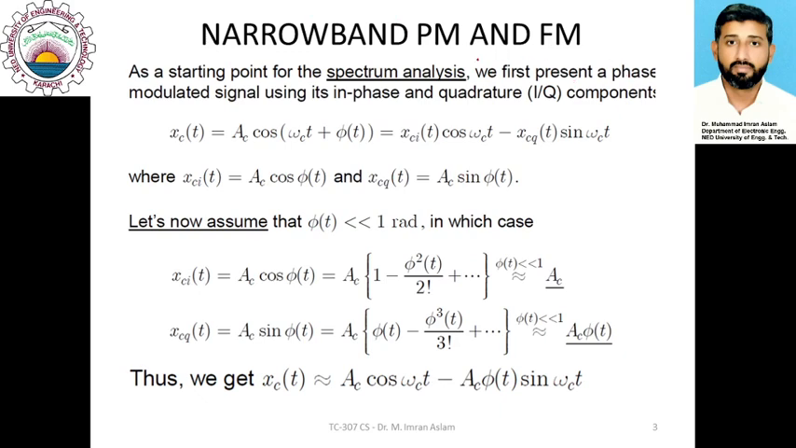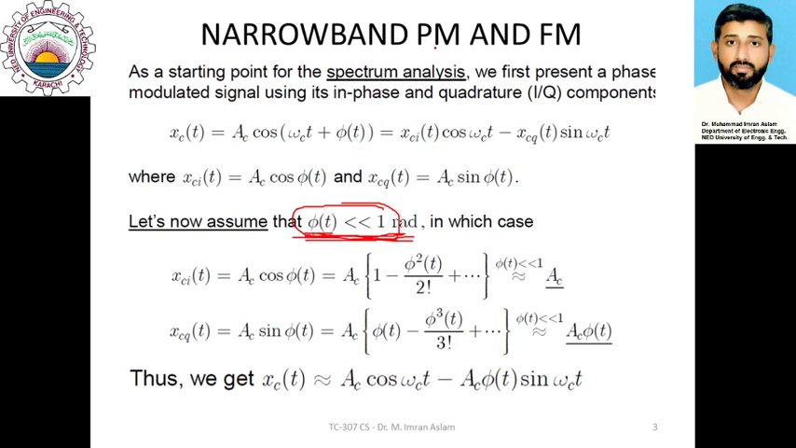Narrowband FM and PM signal means the phase deviation is small. So φ(t), the changes in the phase, are considerably small. So we take it as φ(t) is much smaller than 1 radian. Okay, so this is the mathematical case for the narrowband PM and FM signal.